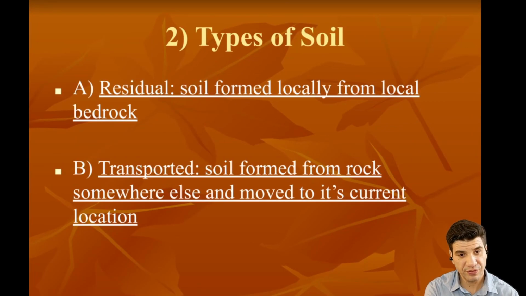So we've got two different types of soil. We've got residual soil and transported soil. Now, residual soil is soil formed from local bedrock, whereas transported soil is soil that comes from somewhere far away and has been moved to that new location either through wind, water, or glaciers.